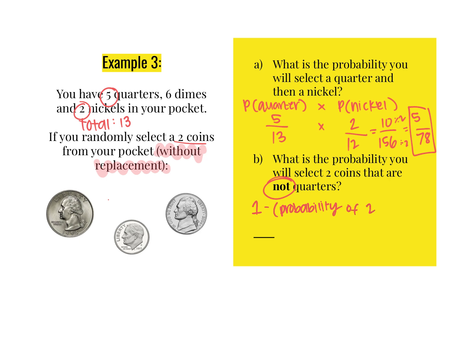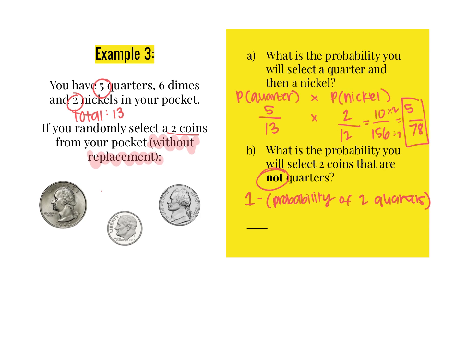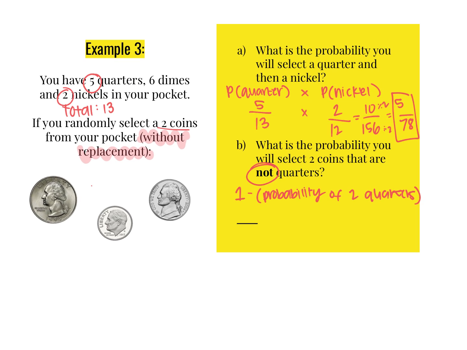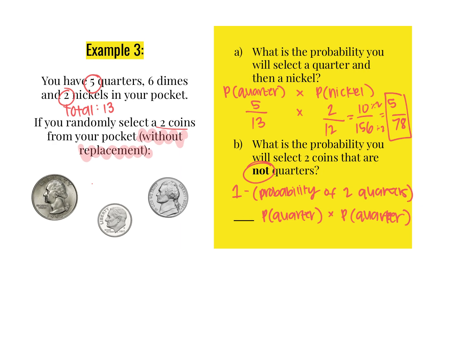of getting 2 quarters. So our first order of business here is let's figure out, well, what is the probability of getting 2 quarters? That is going to look like this. We are doing the probability of choosing a quarter and multiplying it times the probability of choosing another quarter. When we're thinking about the probability of choosing a quarter, let's see, there is 5 total out of 13 of all the coins. And we're going to multiply it times, careful, no replacement. So now there's only 4 quarters out of 12 total.